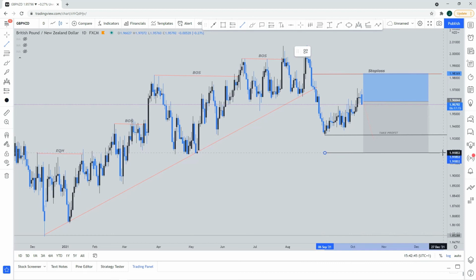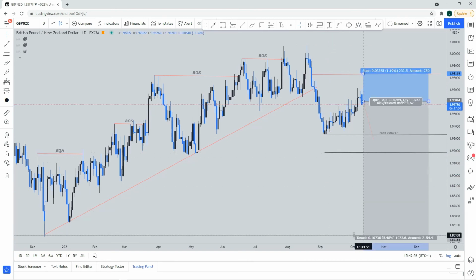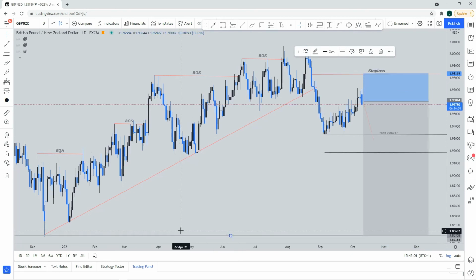What level is that? 191.85, right? So that will be my take profit 2, what I'll be looking for on this pair. Right, so move down now. Overall take profit will be this low right there. So that daily low will be my overall take profit.